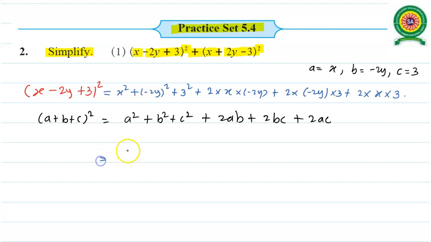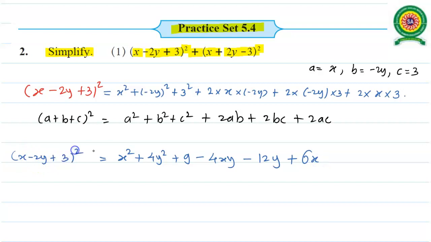So after all simplifying we will get x square plus now minus 2 the whole square becomes 4y square as it is. 3 square is 9. 2 2s are 4, plus minus now we are getting minus of 4 times x into y, plus minus again minus, 2 2s are 4, 4 3s are 12 times y as it is, plus 3 2s are 6, so we have 6 times x. So this is the expansion for x minus 2y plus 3 the whole square.